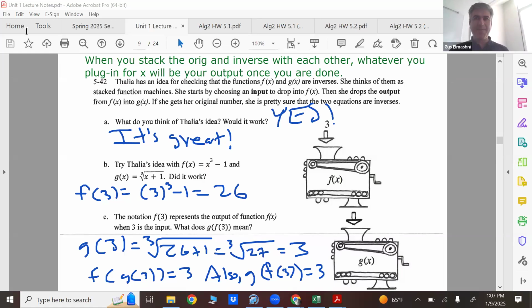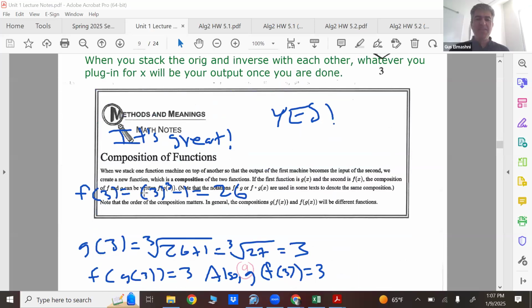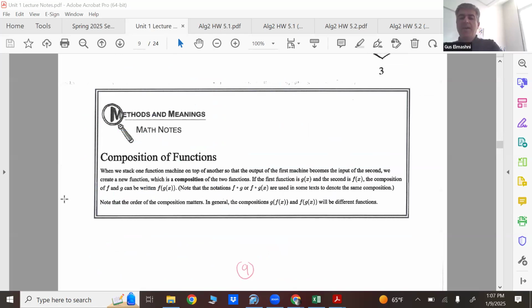Okay. All right, let's go to the bottom. So composition functions. When you have something like this here, that's called a composition. Sometimes it's written like this. Or sometimes written like this.